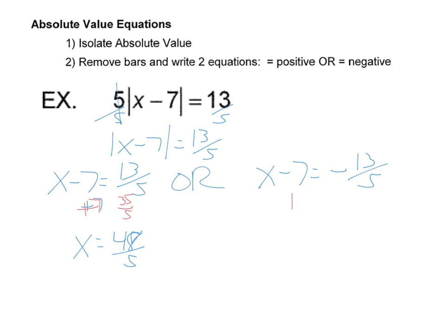And then on the other one, I'm adding 7. So I'm adding 35/5. Negative 13 plus 35 is 22/5. The fraction thing should not throw you. If you're still struggling with fractions at this point in your life, you need to get on the internet and practice up on your fractions.